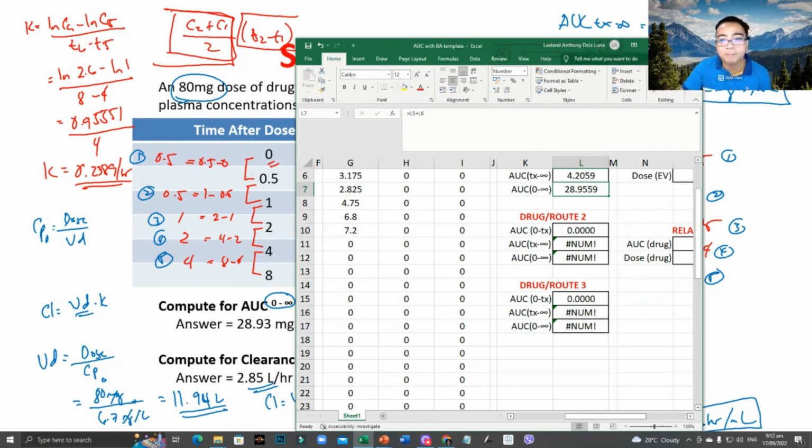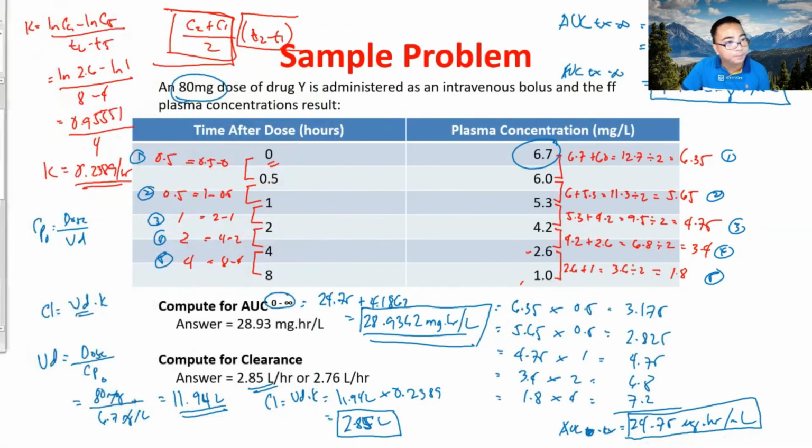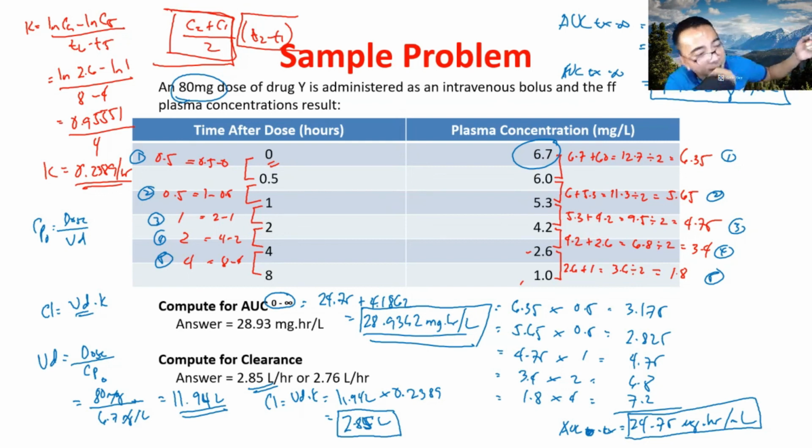Pero kasi may mga sample problems tayo here, which of course I'm going to make as an asynchronous activity for you guys. I want you to compute it using the long method muna, and then, class, verify your answer using the Microsoft Excel sheet.